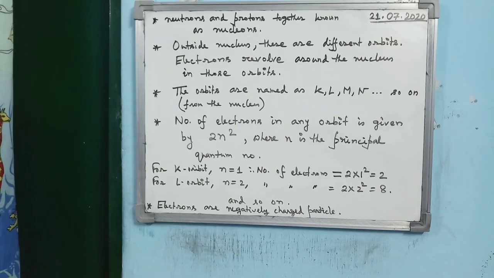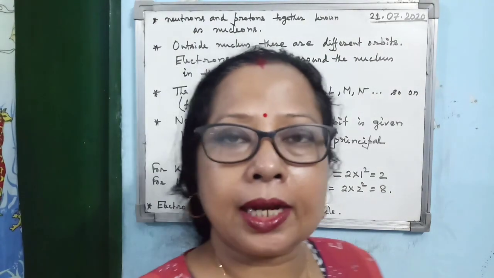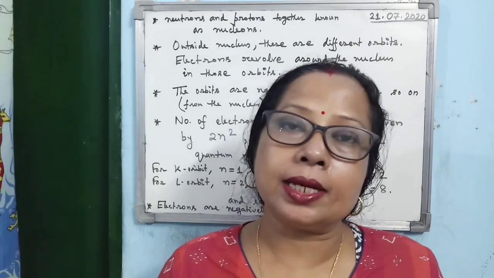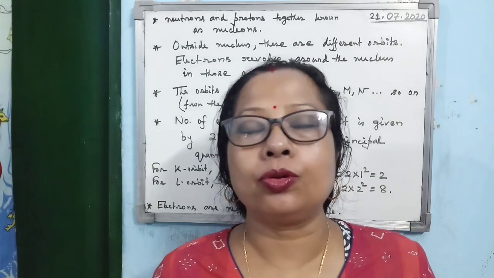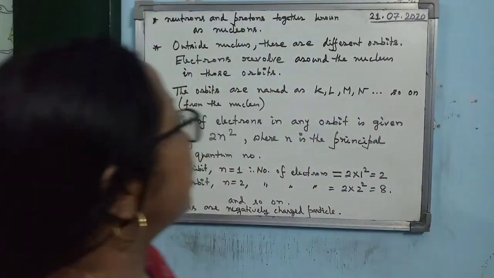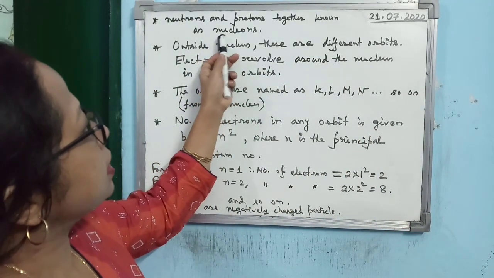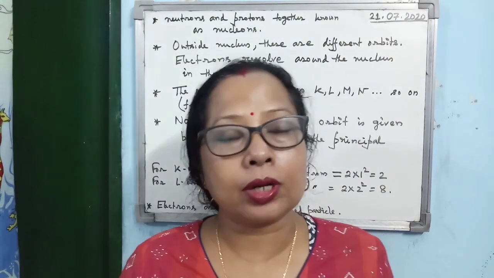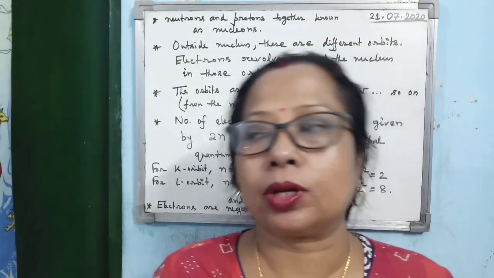So you see inside the nucleus there are two kinds of fundamental particle, proton and neutron. As both of them are staying inside the nucleus, protons and neutrons together are known as nucleons. Here I have written they are known as nucleons. Nucleons is their common name. Proton and neutron have the common name nucleons.